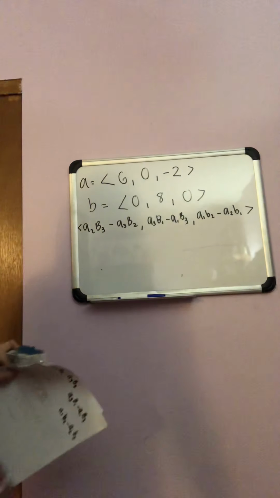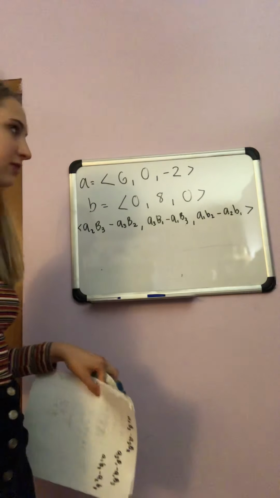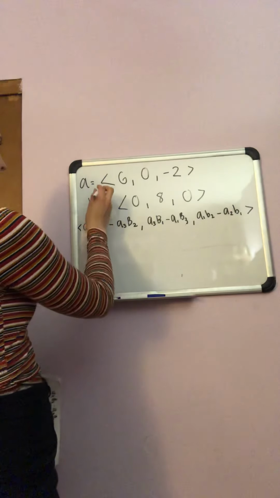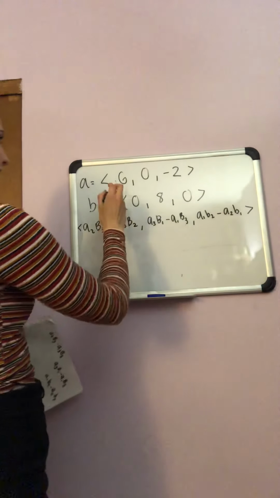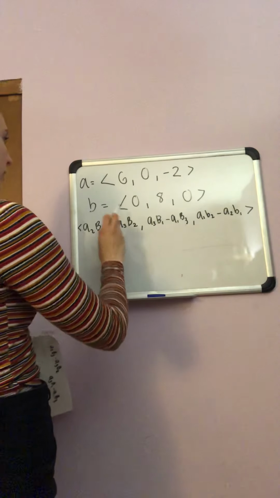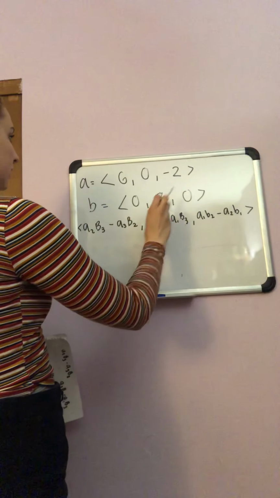All right, so the first problem that we're solving is that we're asked to find the cross product between vectors A and B. So vector A is 6, 0, negative 2. Vector B is 0, 8, 0.